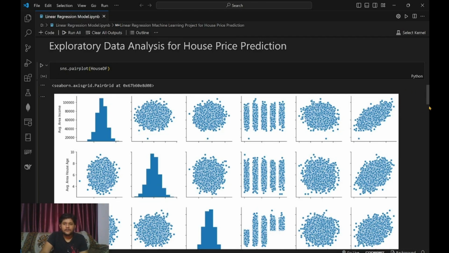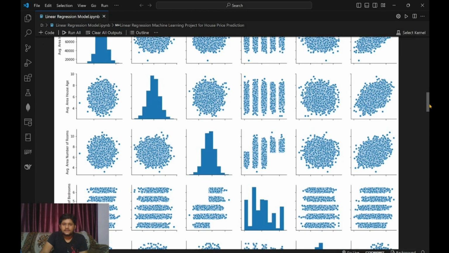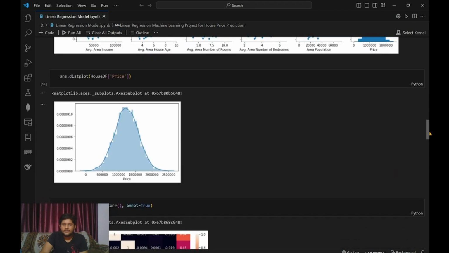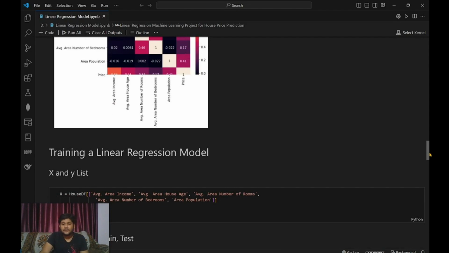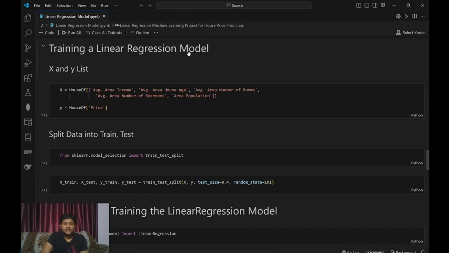We have utilized Seaborn here, and we have plotted various graphs against the important features. Then we have done the dist plot. Then we have considered this heat map for seeing the correlation between the features. Let's quickly come to the main thing, training of the linear regression model.